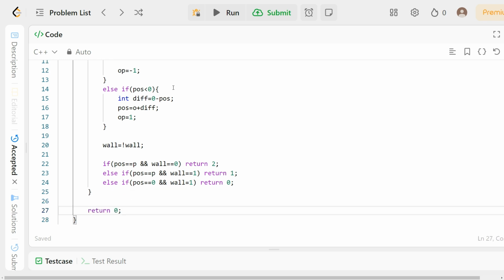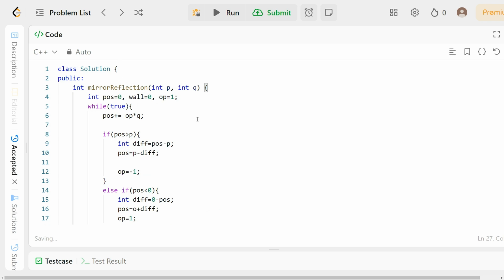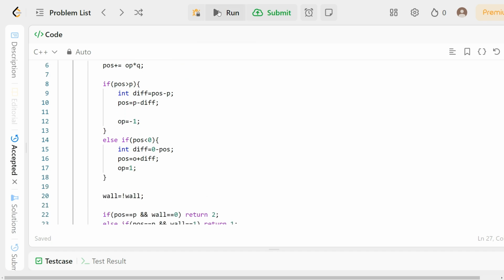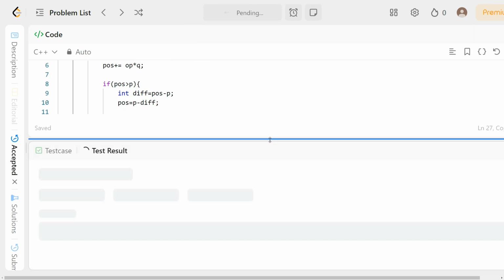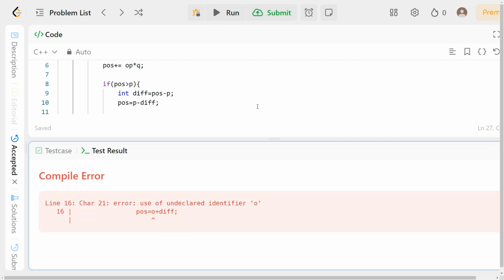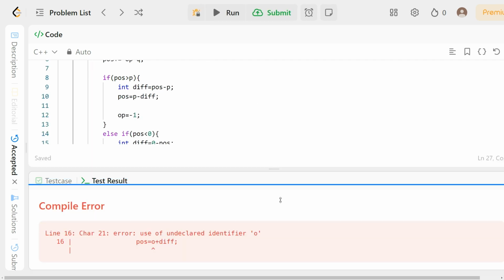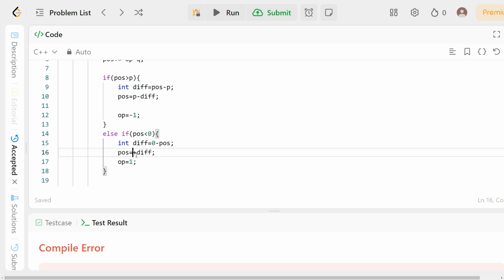Just as a safety I'm saying return 0. That will not happen anytime, but LeetCode says that if you have started a function, then you have to return a value, right? Let us try to compile and run it. Hope it will run fine and you will get your answers. There has been some difference. Position is 0 plus difference.